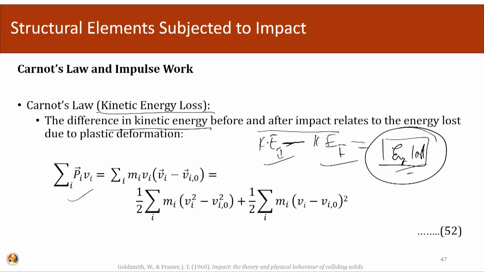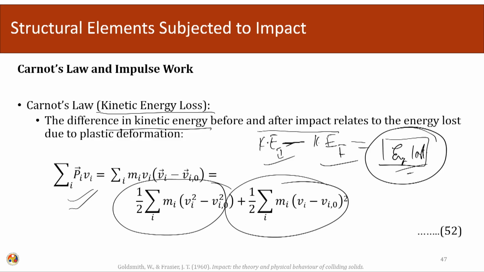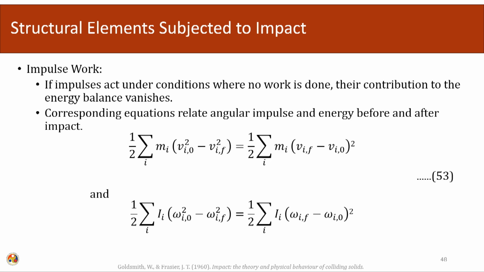So, this is the equation given by the system. This difference in the kinetic energy before and after impact relates to the total loss in the system. If impulses act under conditions where no work is done, their contribution to the energy balance vanishes. The corresponding equation relating angular impulse and energy before and after impact is given by these two terms.